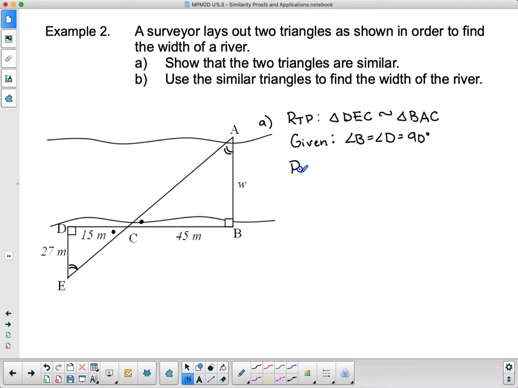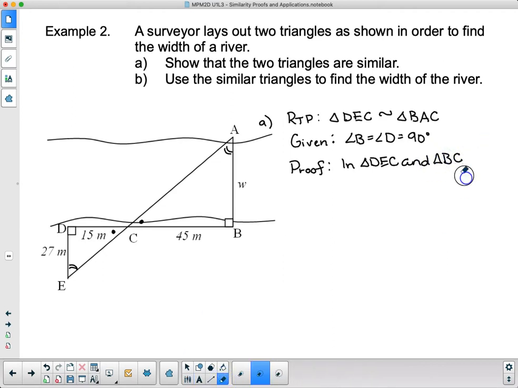So now we're going to go proof. And it might seem like we're repeating ourselves here because now I have to write those angles down again. So in triangle DEC and triangle BAC, we're going to list our equal angles. Now remember, I have to make sure that one side of the equal sign has one triangle, and the other half of the equal sign has the other triangle. Don't mix and match them around.